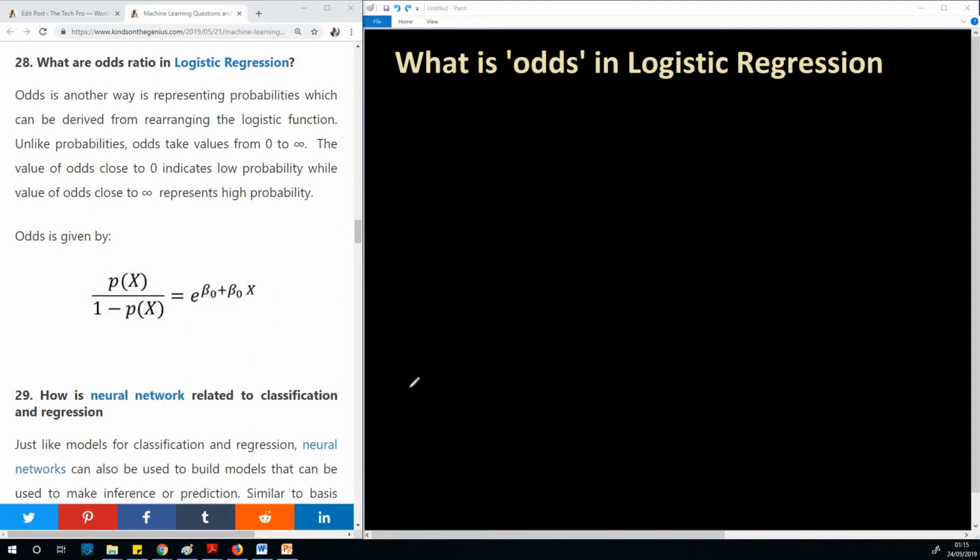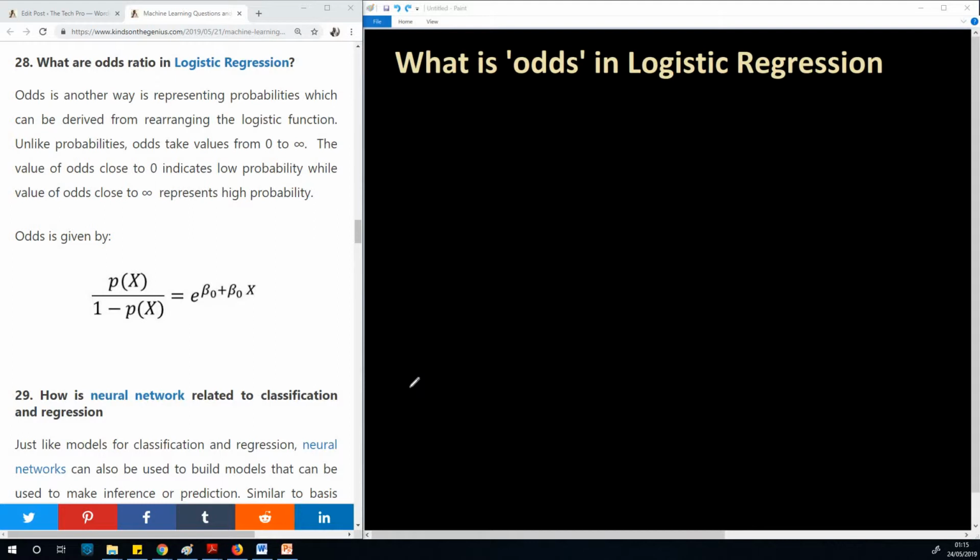Continuing the machine learning question and answer series, today's question will actually be a very brief one. What are odds or odds ratio in logistic regression? Now, odds is another way of representing probability, which can be derived from rearranging the logistic function. Already you know what the logistic function is all about.